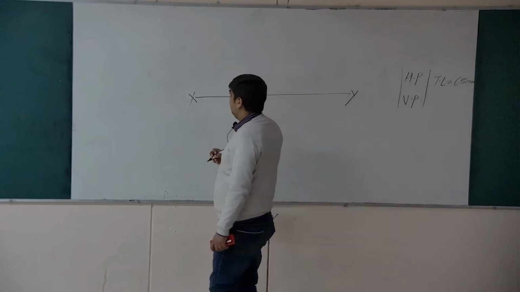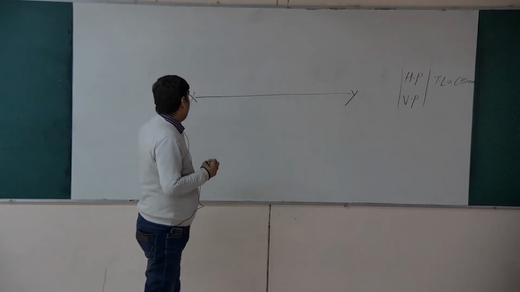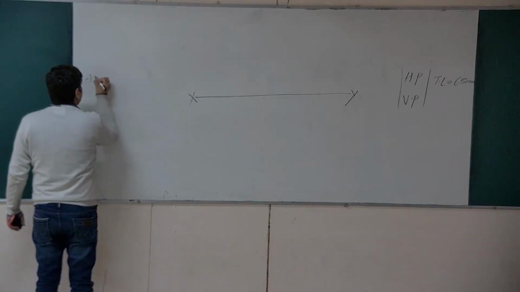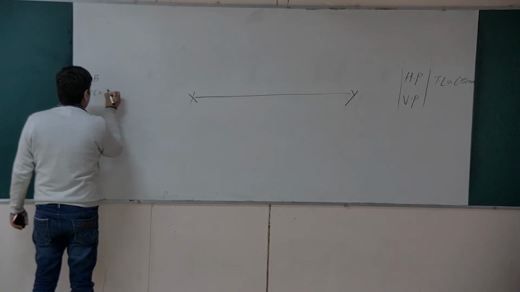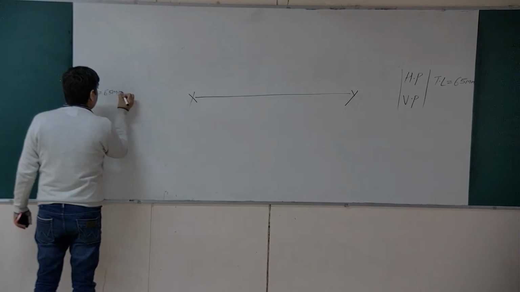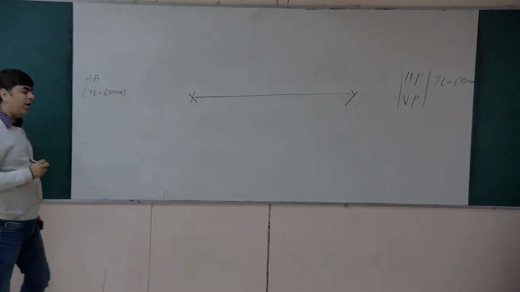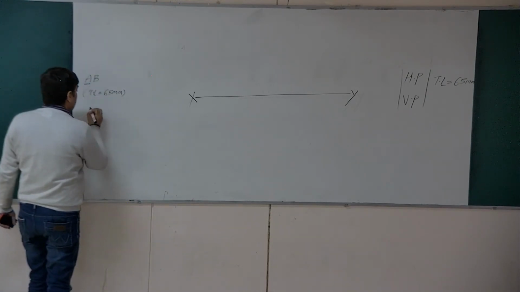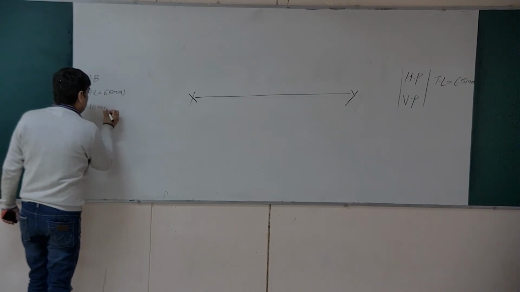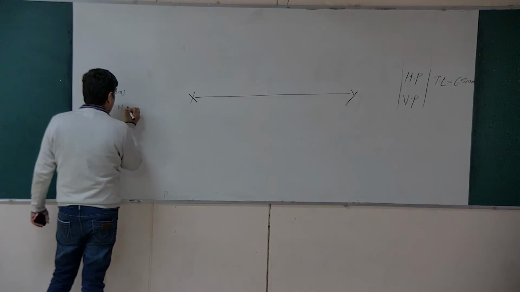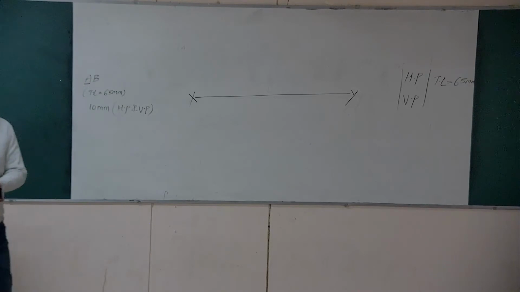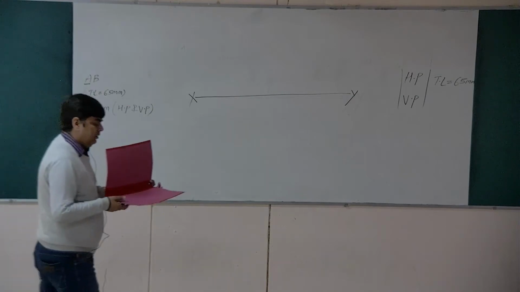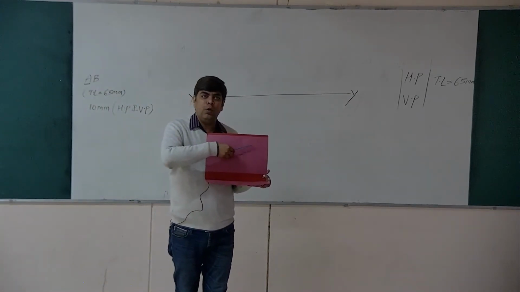Suppose we have a problem in which there is a line AB having true length 65 mm, and the position of its end point A is 10 mm from both the planes, 10 mm from HP and VP. It means if I have the line, this is your horizontal plane, this is your vertical plane.